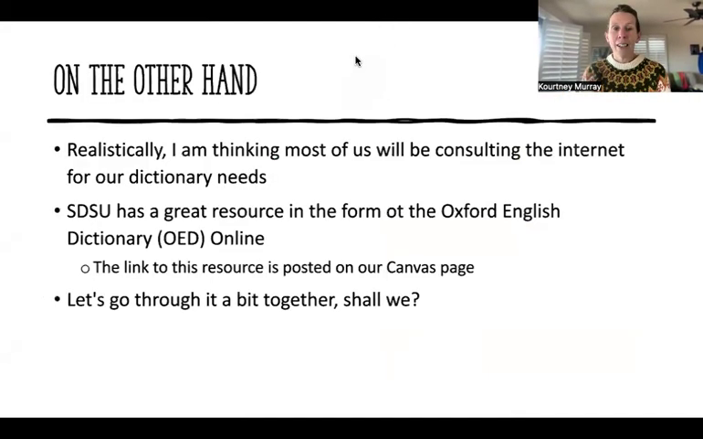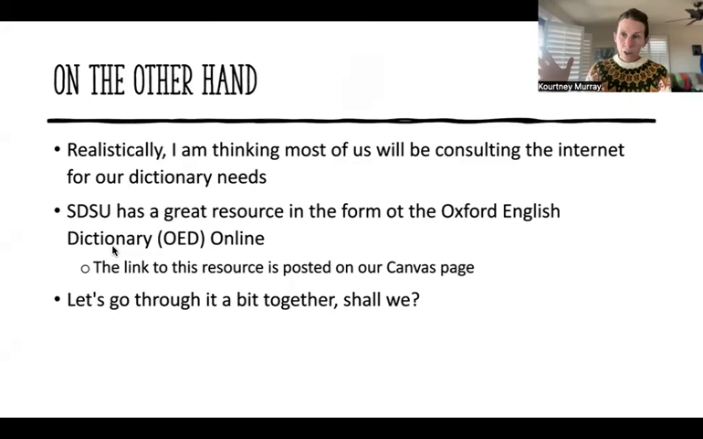Because I think that's a focus, I would like to show you the best way to do it for this class, because I think most of us will be consulting the internet for our dictionary needs. I want to point you in the direction of the Oxford English Dictionary online.